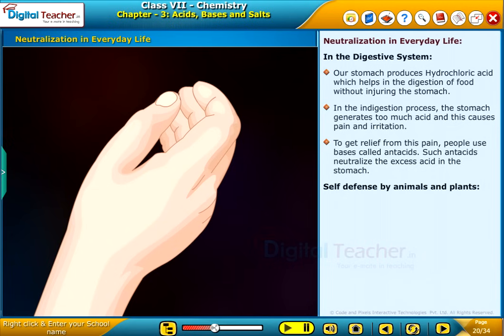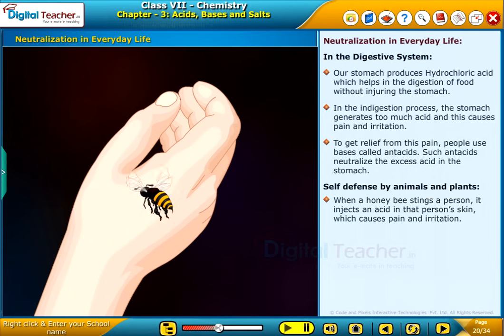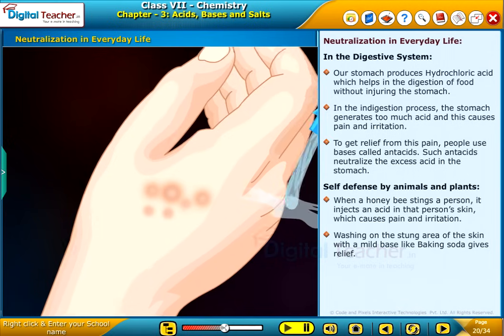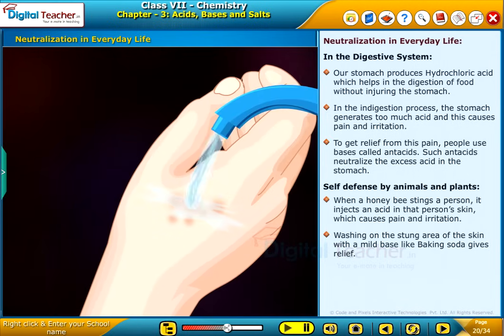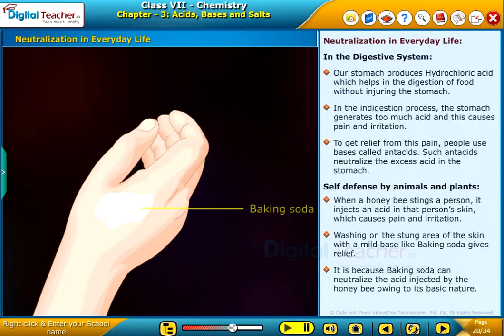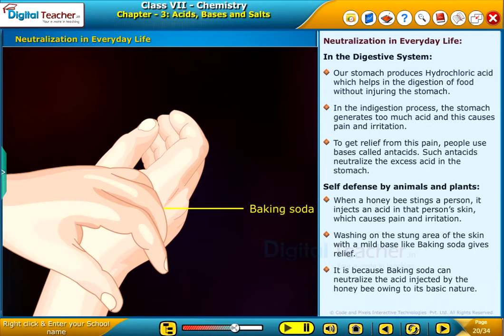Self-defense by animals and plants. When a honeybee stings a person, it injects an acid in that person's skin, which causes pain and irritation. Washing on the stung area of the skin with a mild base like baking soda gives relief. It is because baking soda can neutralize the acid injected by the honeybee owing to its basic nature.